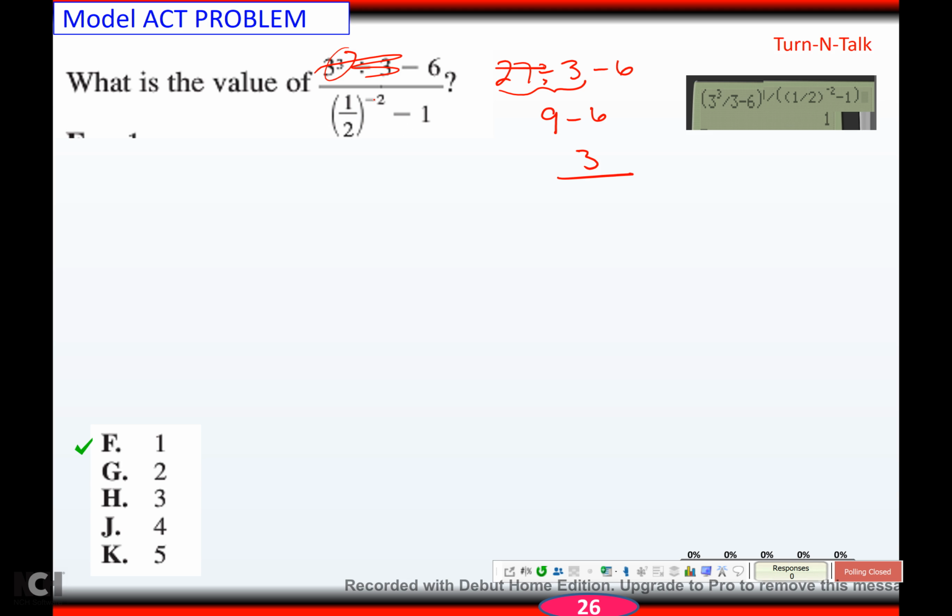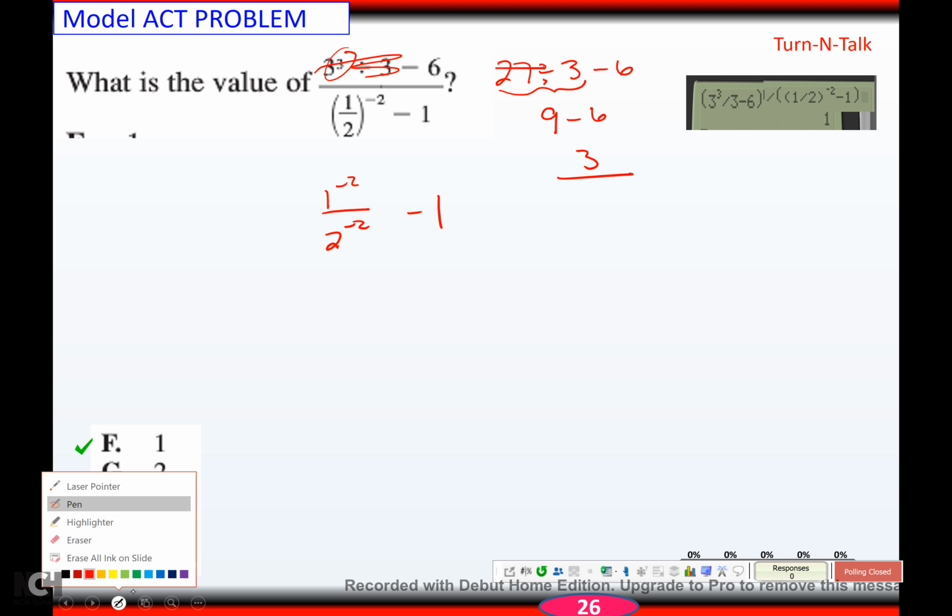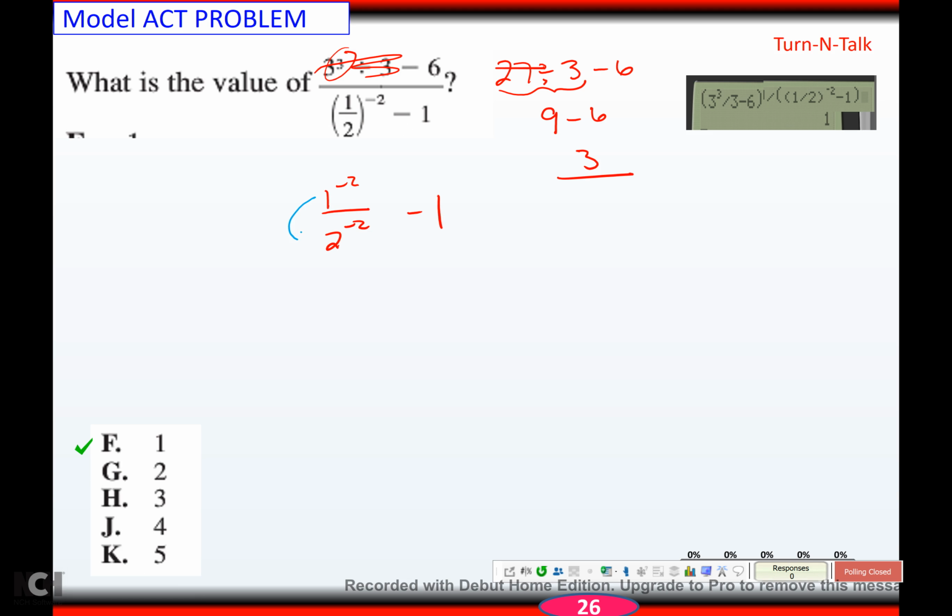Now ignore the top and look at the bottom. When you have 1/2 to the negative 2, that's 1 to the negative second over 2 to the negative second. You know negative exponents mean they need to move floors. So this would move down, which makes it positive 2, and this would move up, which makes its exponent positive. That's going to be 4 over 1 minus 1, which is 4 minus 1, which is 3. Okay, so there's my bottom. So now do the division, and 3 divided by 3 is 1.